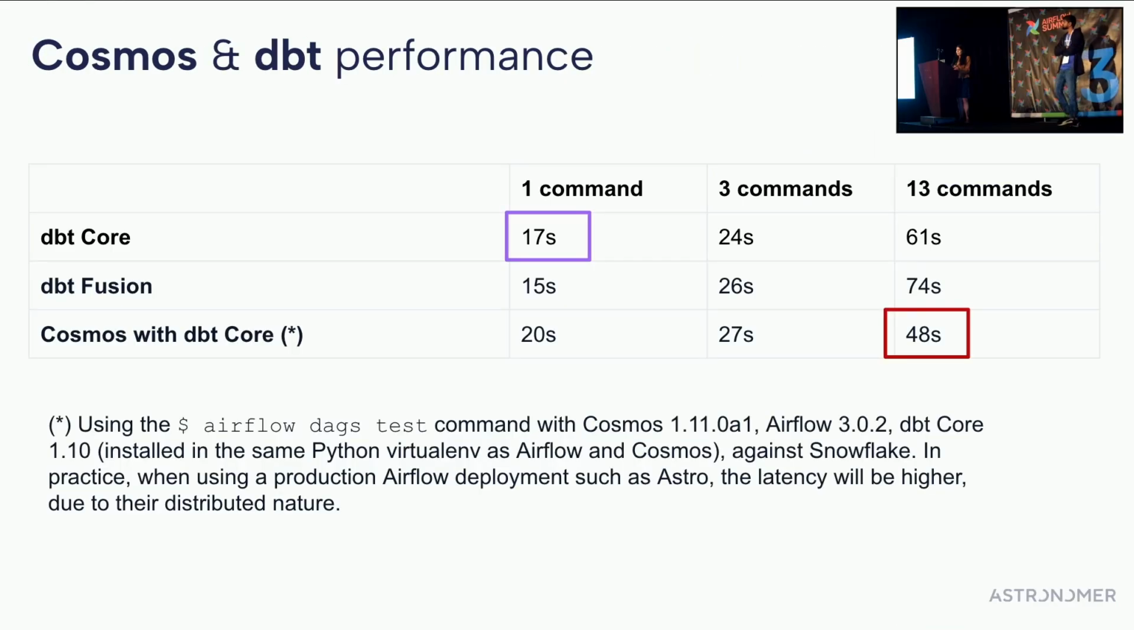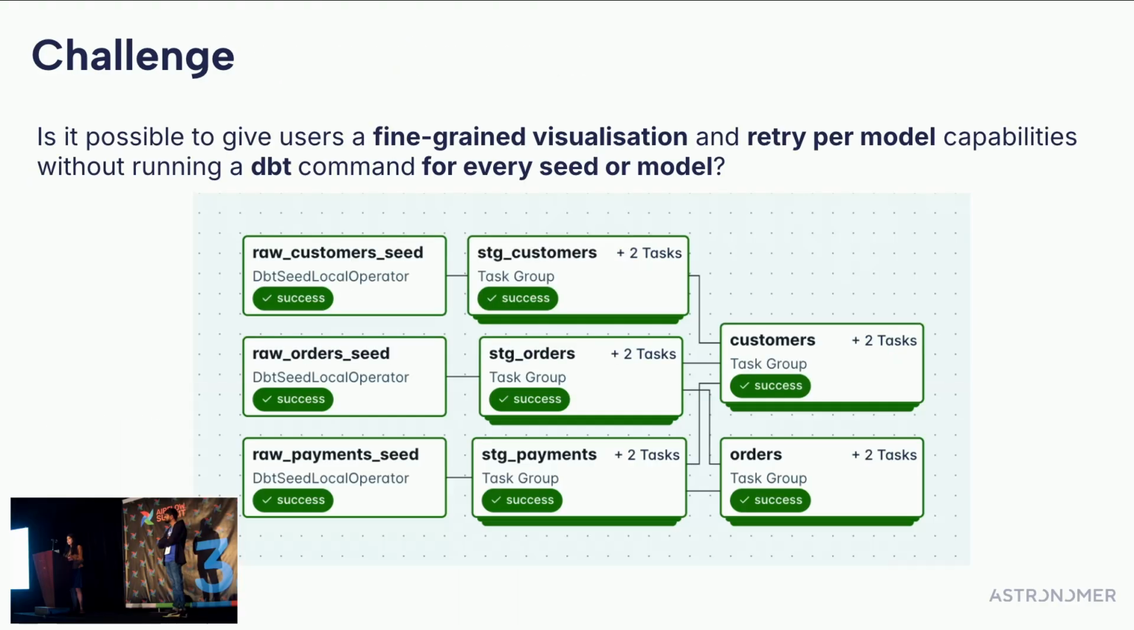So even though Cosmos performance is proportional to the amount of dbt commands, and it's proportional to dbt-core and the recently released dbt Fusion, we did think we can do better than this. Would there be ways of running dbt more efficiently in Airflow?